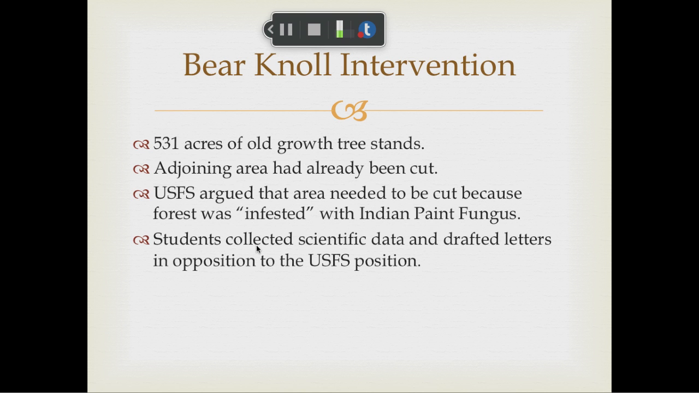The students collected scientific data and drafted letters in opposition to the USFS program. They researched all the data and figured out, okay, what is this Indian paint fungus? Is it really that threatening to the forest? Can it really spread? Is it really something that needs to end up with these trees being harvested? What's the information? Then they put that information into strong arguments, drafted letters, and sent them out.